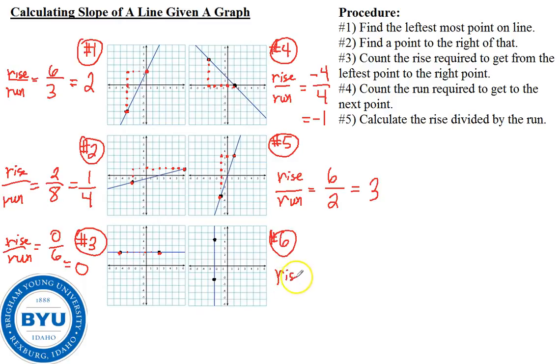The last one, number 6, is a little tricky. There is no leftmost point here, so that's kind of weird. So I guess I'll just start with the bottom point. This would go 1, 2, 3, 4, 5, 6. My rise would be 6. And my run, there is no run. So it's 6 divided by 0. But we have a rule that you never divide by 0. We can't divide by 0. Therefore, whenever you're dividing by 0, your answer is undefined, which makes sense because at the beginning of this video, we said anytime you have a vertical line, the slope is undefined.